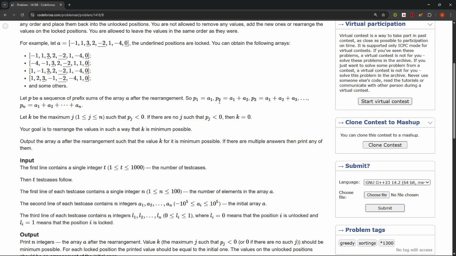If there is no such j such that pj is less than 0, then k equal to 0. Your goal is to rearrange the values in such a way that k is the minimum possible. Output the array after rearrangement. Fine, I hope the problem statement is pretty clear. You can rearrange the unlocked items and you need to maximize the prefix sum, isn't it?